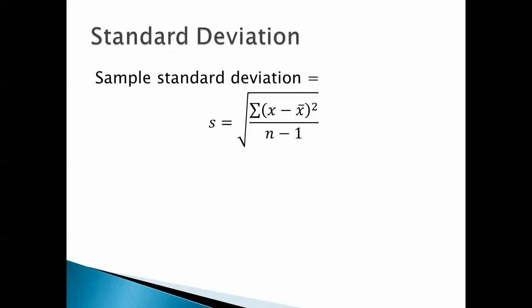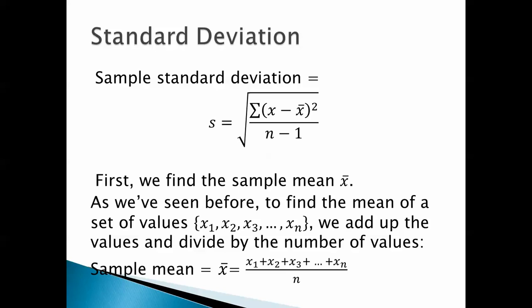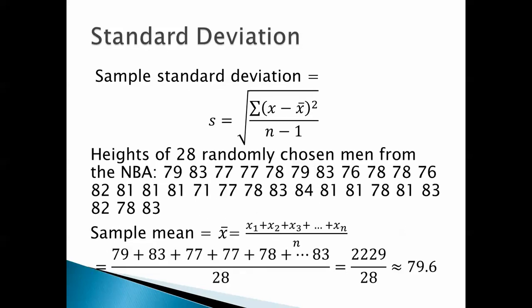Sample standard deviation is s. It's the square root of the sum of x minus x bar squared over n minus 1. First, we'll find the sample mean, x bar. As we've seen before, to find the mean of a set of values, we add up the values and divide by the number of values. So the sample mean is x bar, which is x1 plus x2 plus x3 plus ... plus x sub n, all over n.